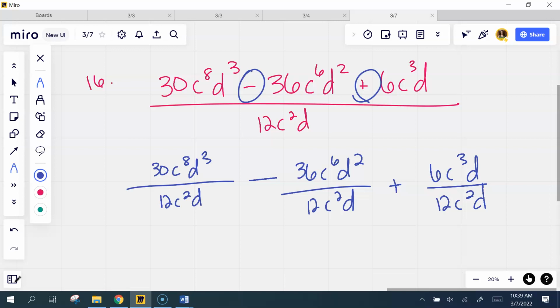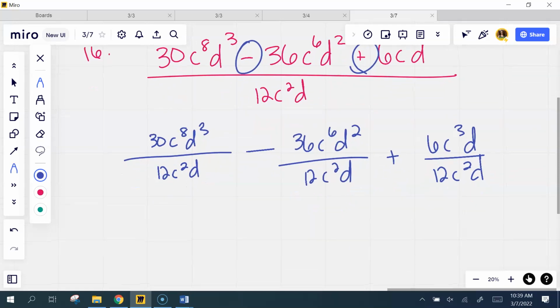Everybody caught up? All right, let's simplify each fraction. Just look at them one at a time, okay? 30 over 12, how might that simplify? What is it? 2.5, so 5 over 2.